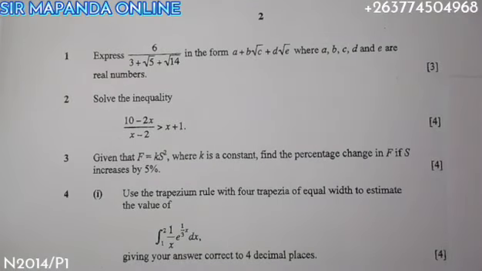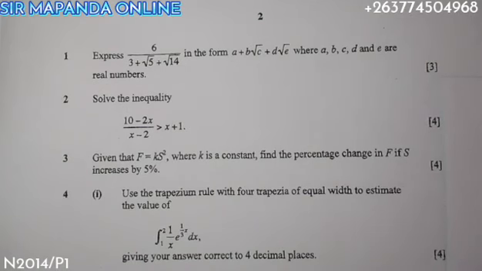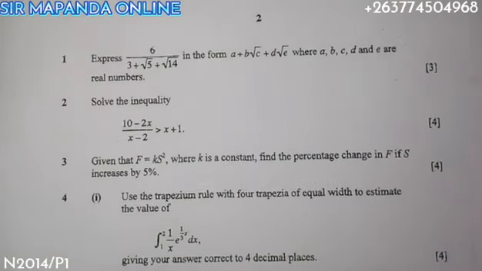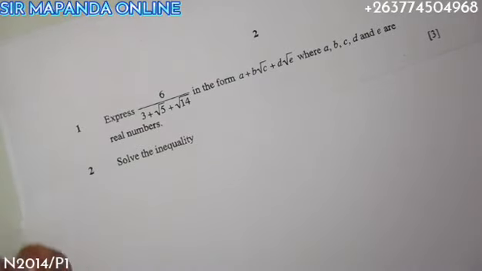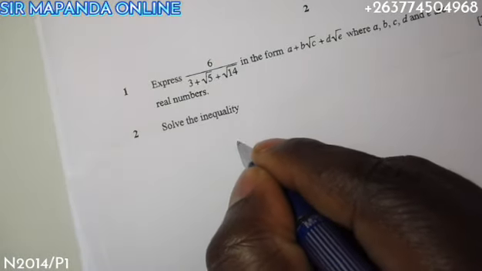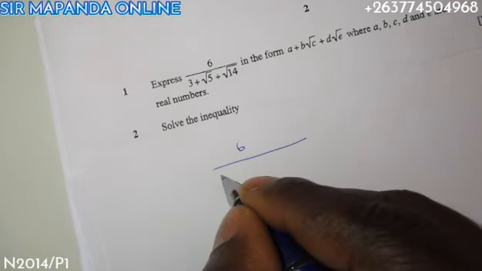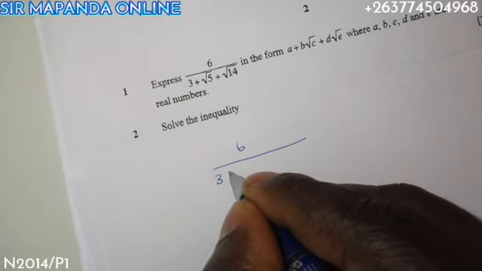Right. So the first question requires you to express 6 over 3 plus root 5 plus root 14 in the form a plus b root c plus d root e, where a, b, c, d, and e are real numbers, 3 marks. Right. So this is very simple. What you need to do here is apply the skill of rationalization.